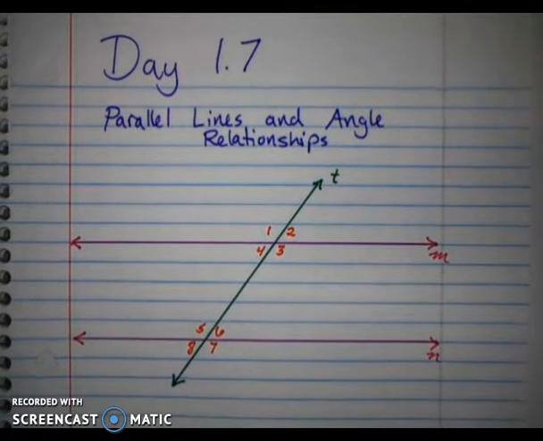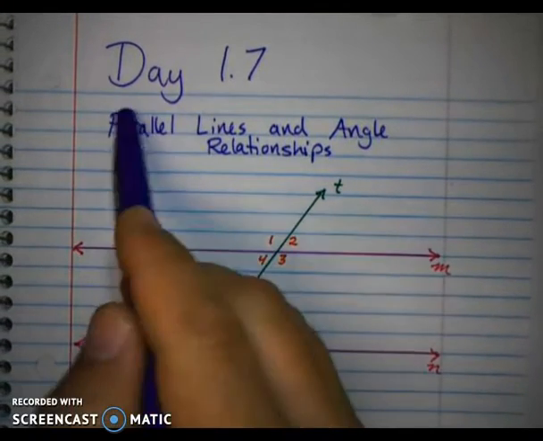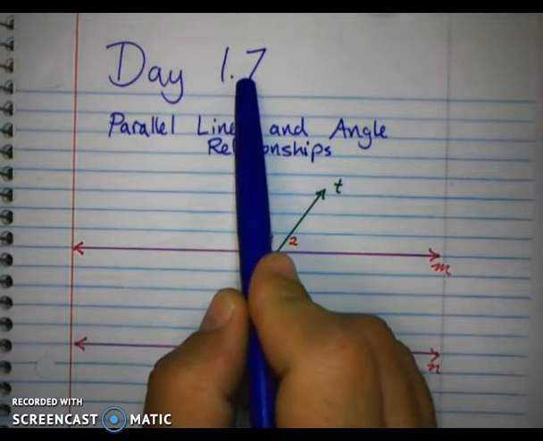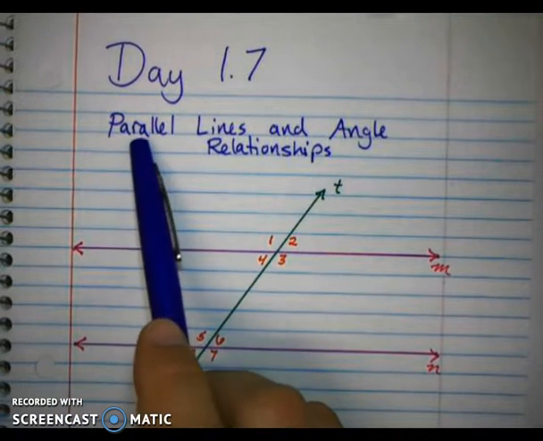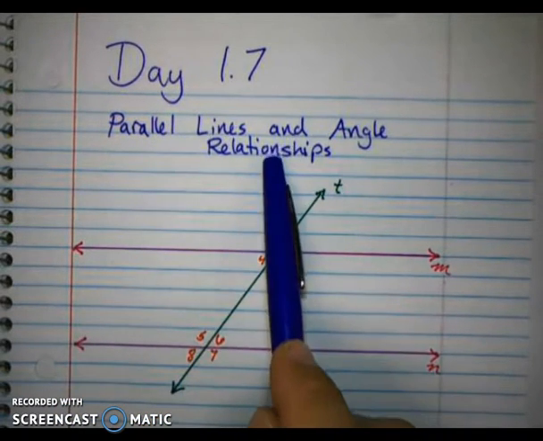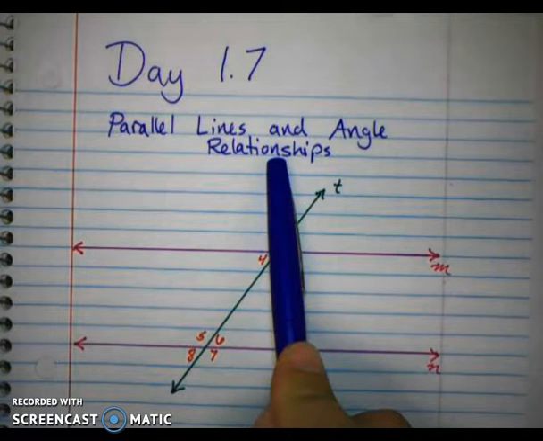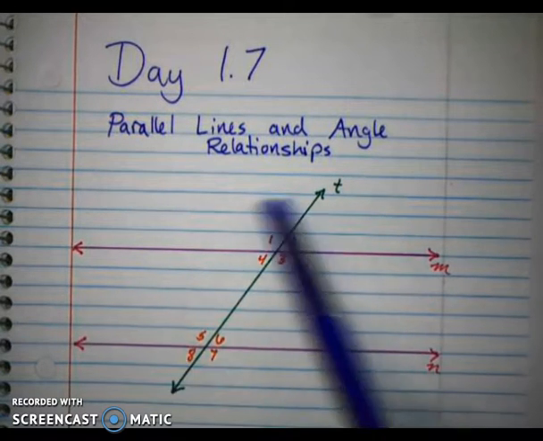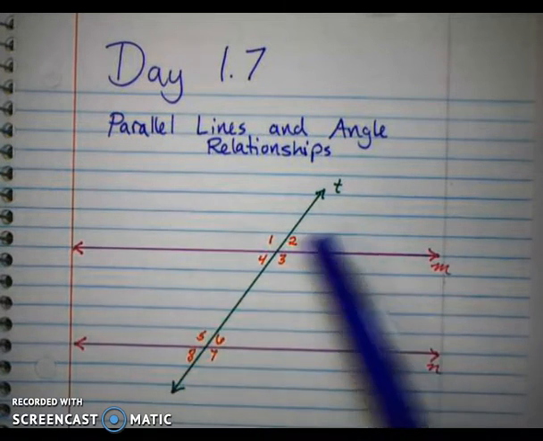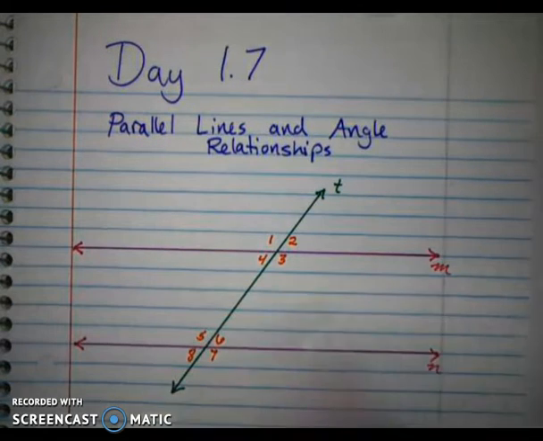But for now, you need to make sure that you title your notes page like this: day 1.7, and the title of the lesson is Parallel Lines and Angle Relationships. Okay, so make sure it has that. And then you need to draw this diagram. We want to draw two parallel lines, M and N.